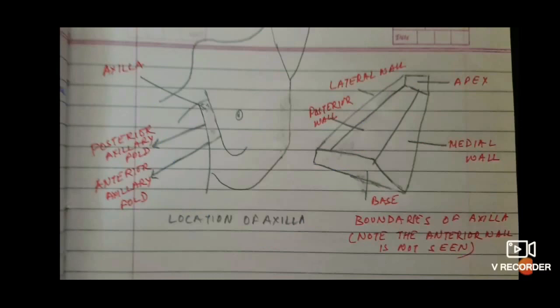This is the diagram showing the location of the axilla. It is between the anterior and the posterior axillary fold, and the boundaries of the axilla are shown in this diagram. The anterior wall is not seen.